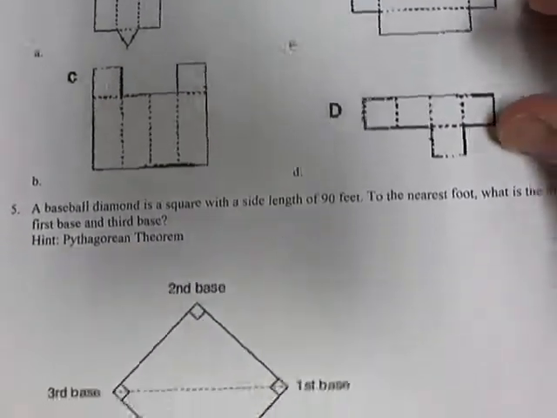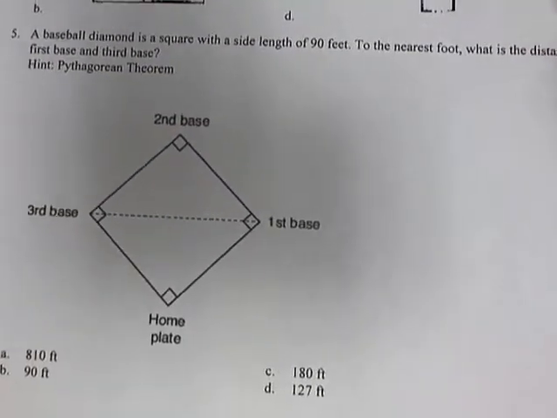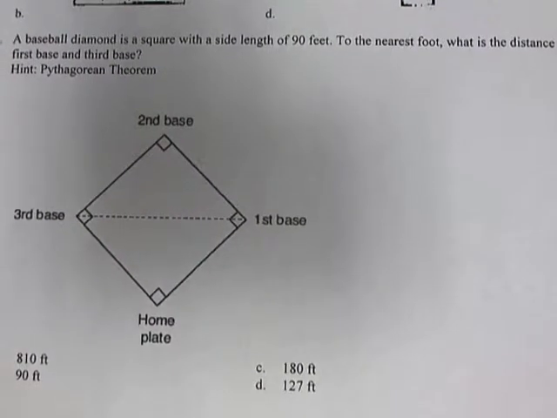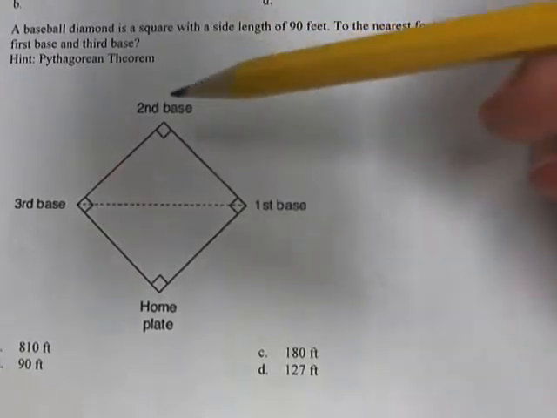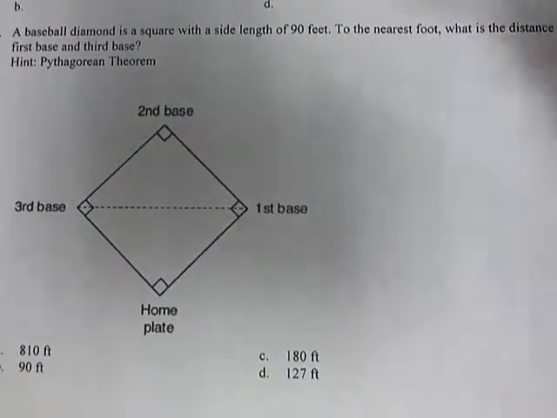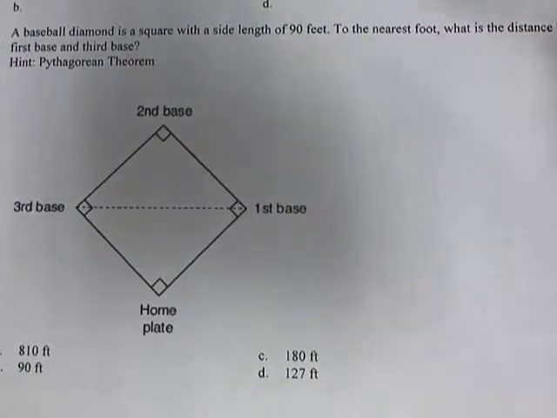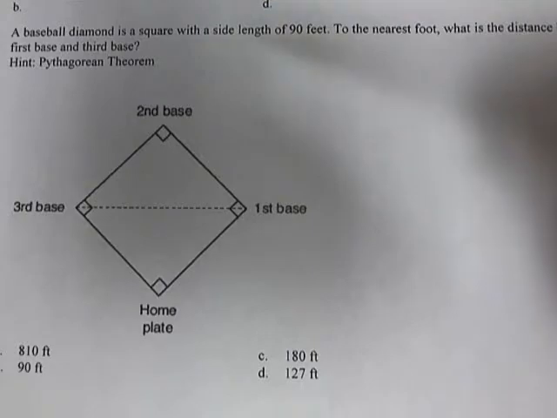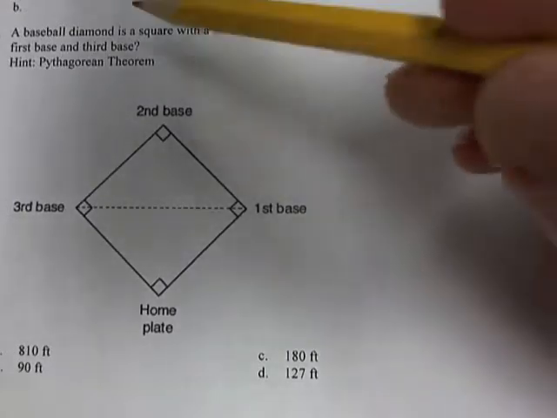Number 5. Most of the time, if not all the time, when I see a shape drawn that has right angles, I know that I'm going to use Pythagorean theorem. So on the STAR test, they're not going to give you a hint that says use Pythagorean theorem like we did on the test review. So let's read the problem.